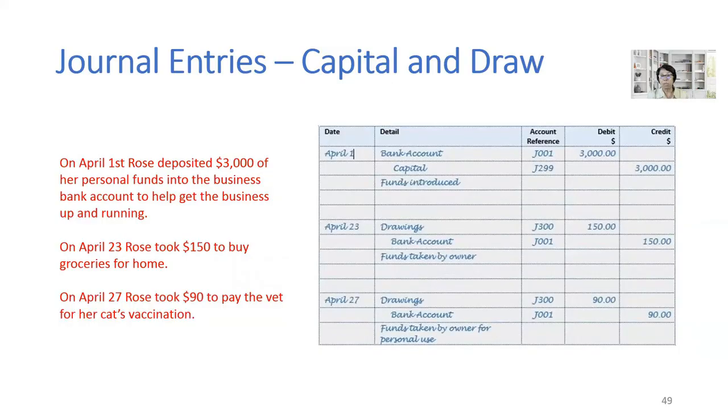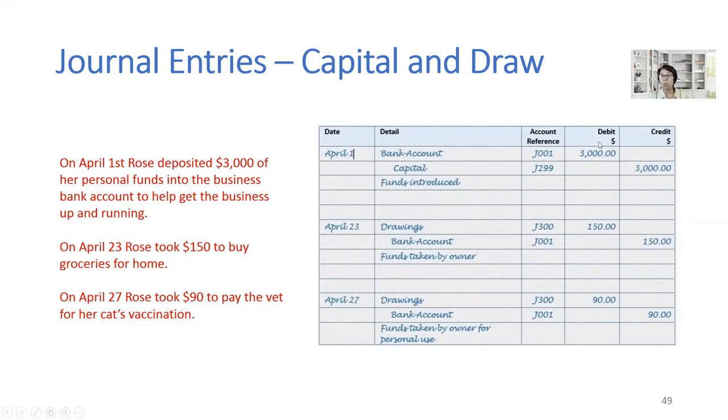So now we're going to make some journal entries with capital and draw. So let's see. On April 1st, Rose deposited $3,000 from her personal money. Now remember, this comes from an outside source into the business. It's just like when we had the two partners and they were each contributing 50,000. And so the capital went up by 100,000. Well, Rose is putting 3,000. So first we do the credit.